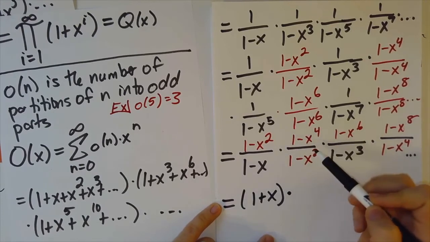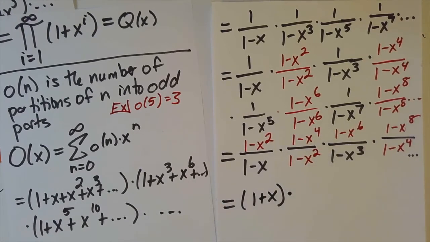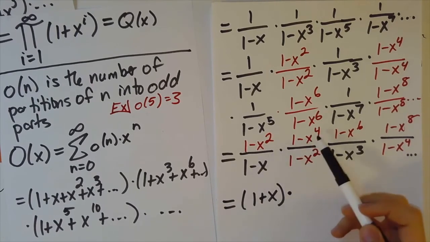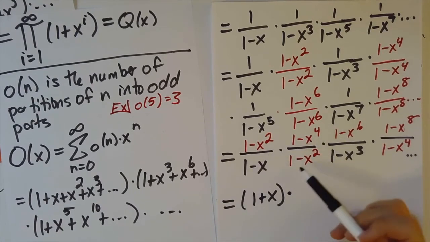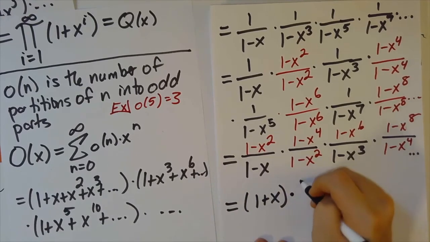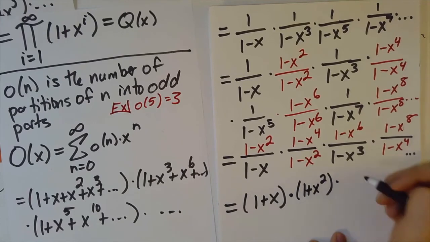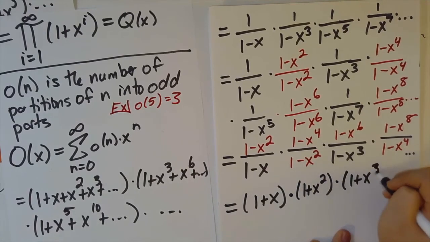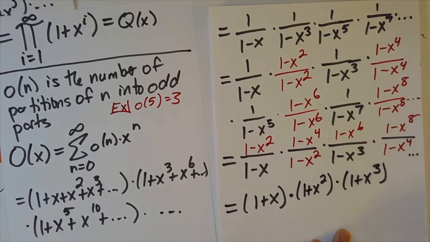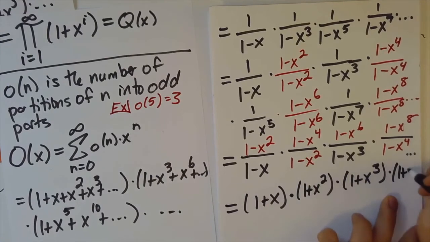Okay, but the same is actually true here. 1 minus x to the 4th is also a difference of squares. So this is 1 minus x squared times 1 plus x squared. But that's divided by 1 minus x squared. So this is a 1 plus x squared here. And then this is a 1 plus x cubed here. This is a 1 plus x to the fourth.